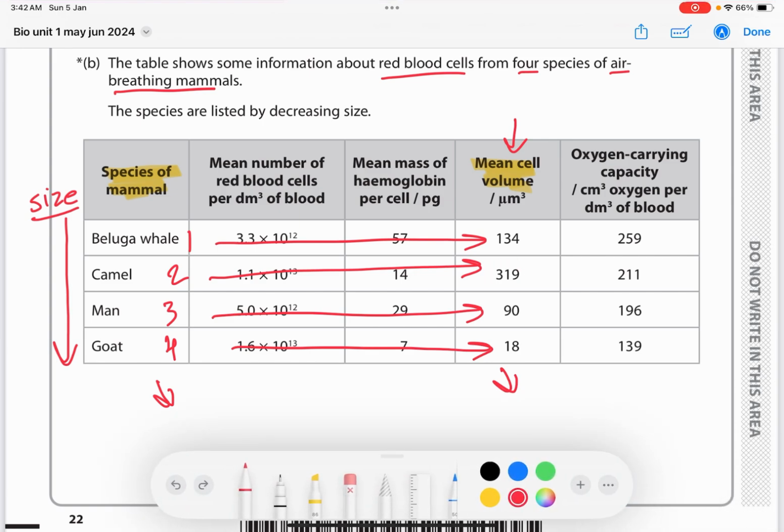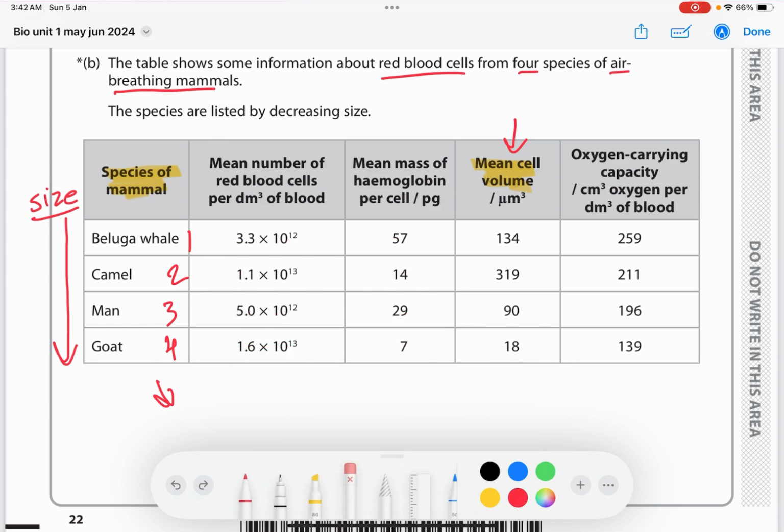Again, we said that camels were an exception due to the blood vessels being wider, the blood vessels dilating, so that the camels can lose excess heat in their body to their surroundings. This is an adaptation of camels. So yeah, this was correct.